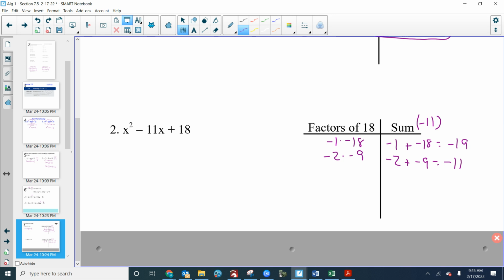Now, are those the only factors of 18? No, I can do 3 and 6. Negative 3, negative 6. But that adds up to negative 9, which I don't want. Guys, this is my answer right here. That's my answer. Okay? So, Jonathan, what am I going to write here for my answer? X minus 2. And then X minus 9. Okay, whoops. Thank you.